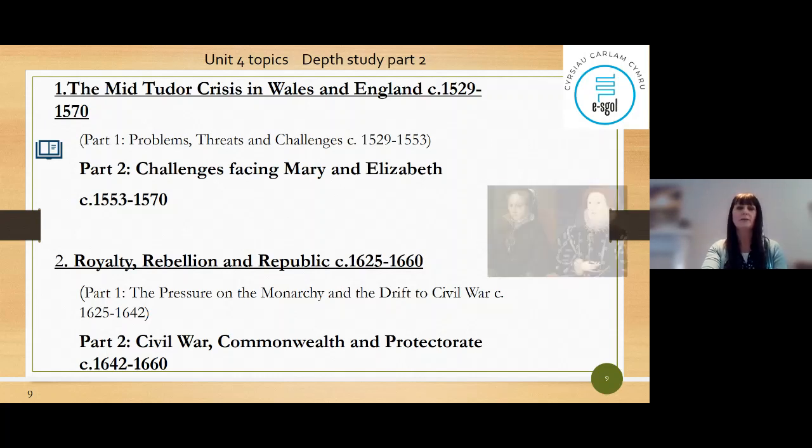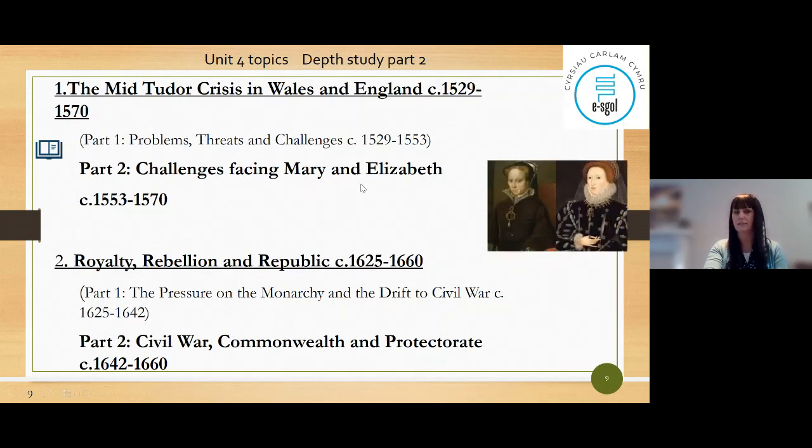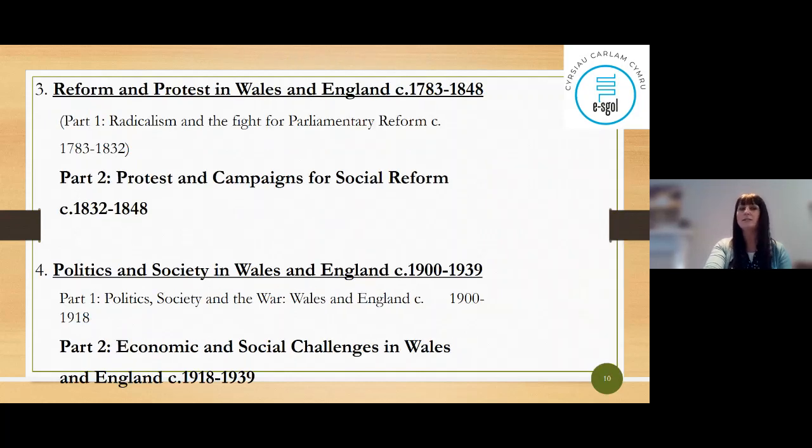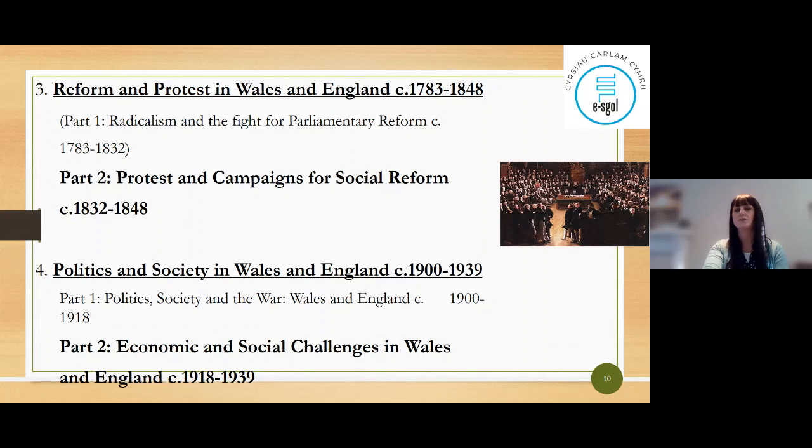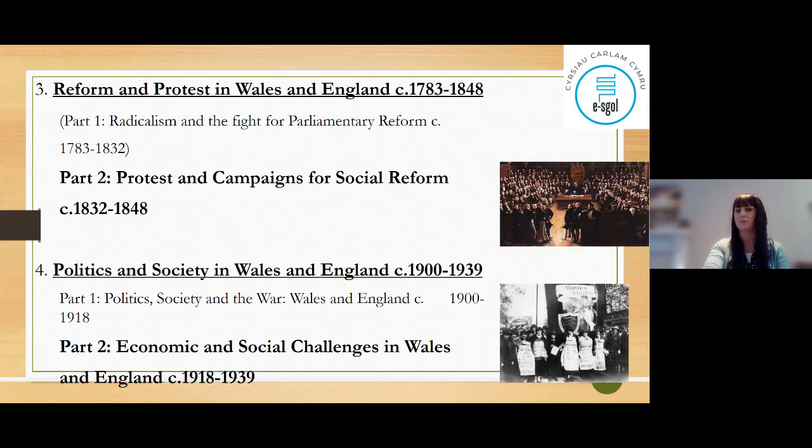So you may be doing challenges facing Mary and Elizabeth. That would be coming out of the mid-Tudor crisis, which is depth study 1. Or you may be doing Civil War, Commonwealth and Protectorate, which is depth study 2. Possibly doing protest campaigns for social reform, or maybe you're doing economic and social challenges in Wales.